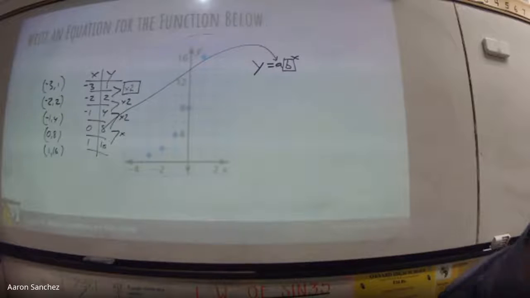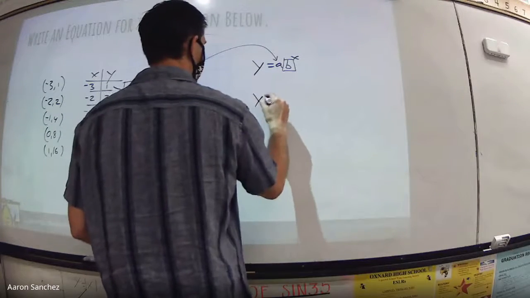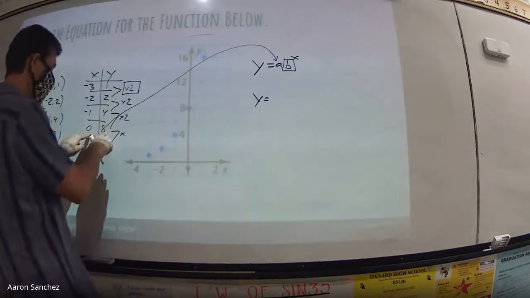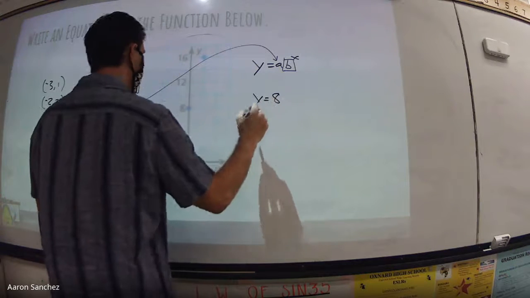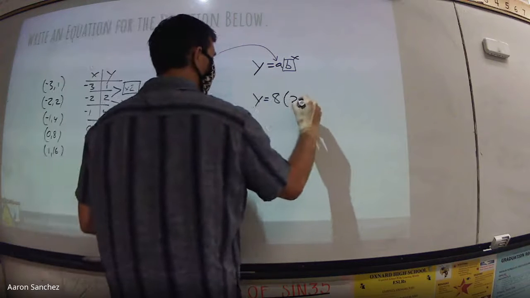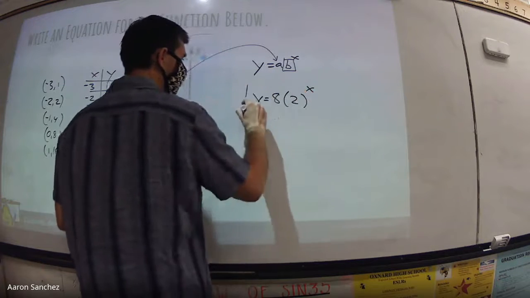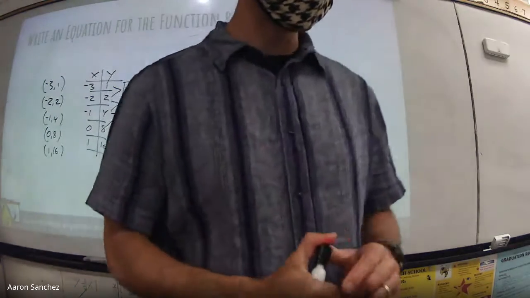So anyway, here's the answer. Remember, the a is wherever the 0 is. That's the a. 8. The b is the multiplier. I'm multiplying by 2. And yes, so that's the answer. Y equals 8 times 2 to the x.